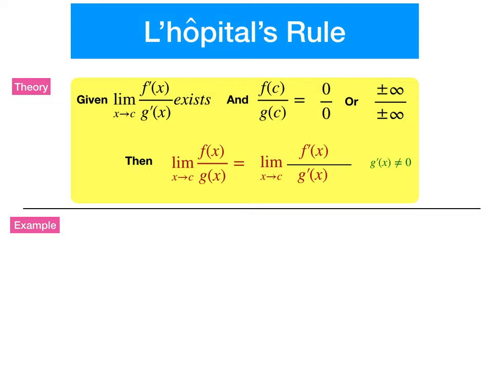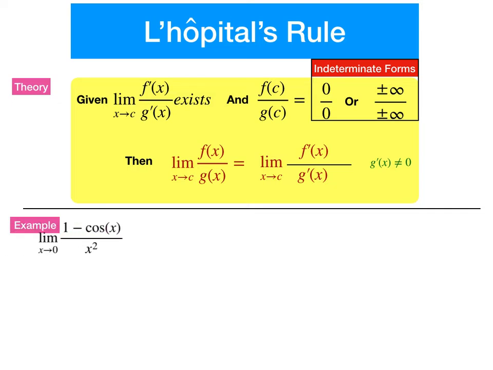So when you run into the form 0 over 0 or positive or negative infinity over positive or negative infinity, they are indeterminate forms. If you run into one of the indeterminate forms, you can use L'Hopital's rule to find the limit of a certain function. All right, let's look at an example.